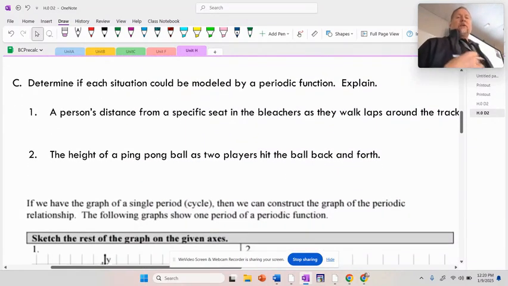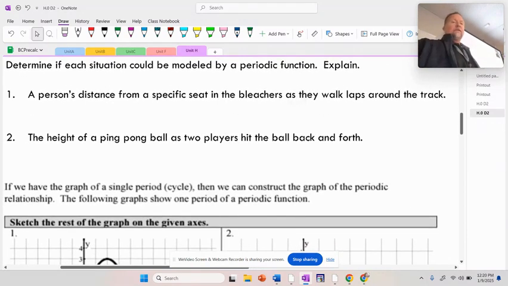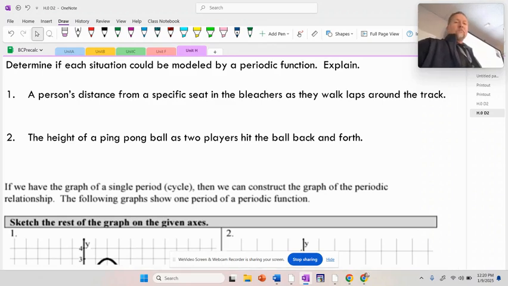Okay, determine if each situation can be modeled periodically. What do you think of the first one? Think about it, and then tell me when I tell you to. You read it yourself. What do you think? Yes or no on the first one?